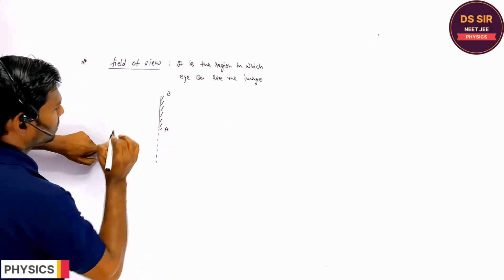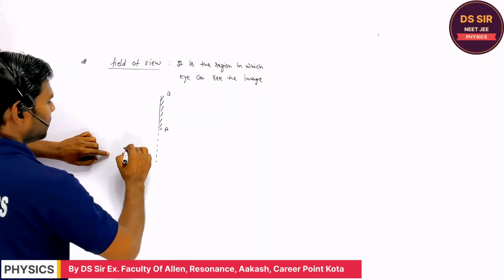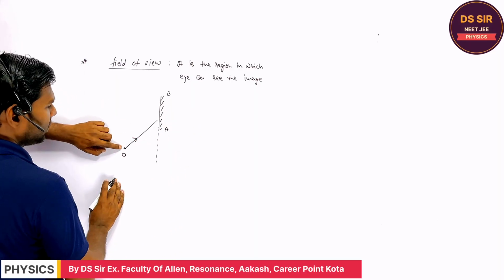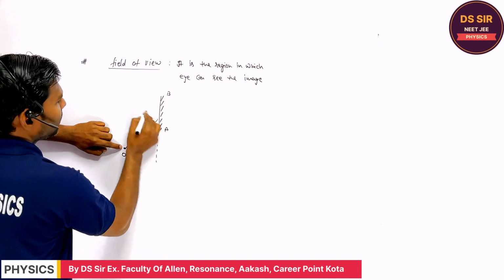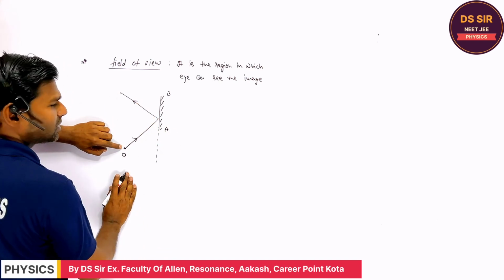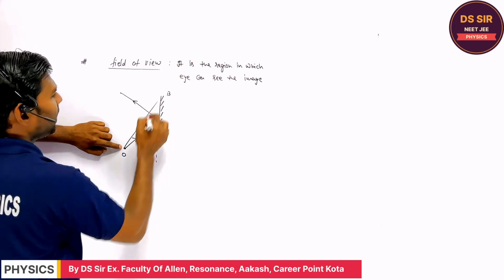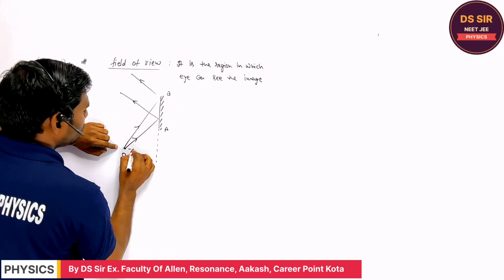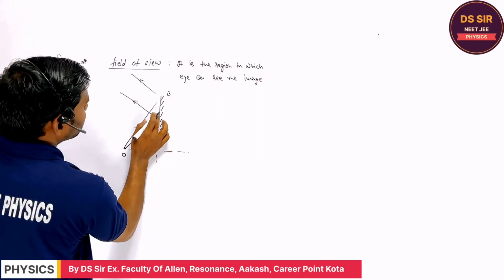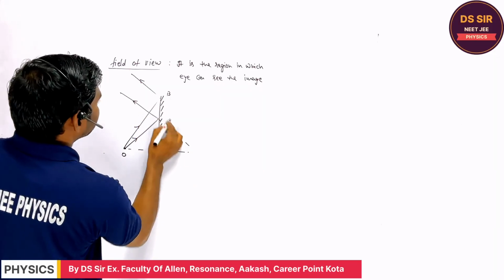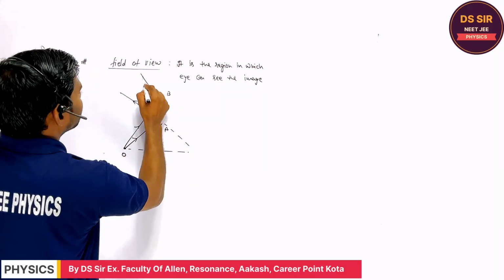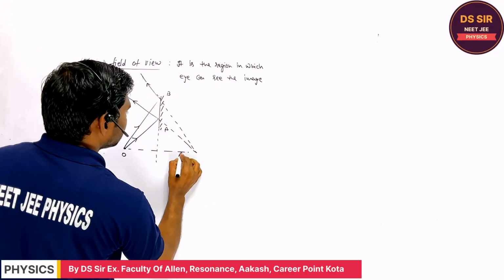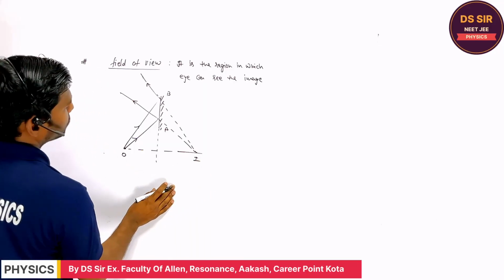How? You just extend this line, and this is one incident ray. You are taking only one light ray. After reflection, it moves in this direction. Take one more light ray. After reflection, it moves in this direction. So if you extend, this is the light ray. Like this. Is it clear or not? So this is the image.